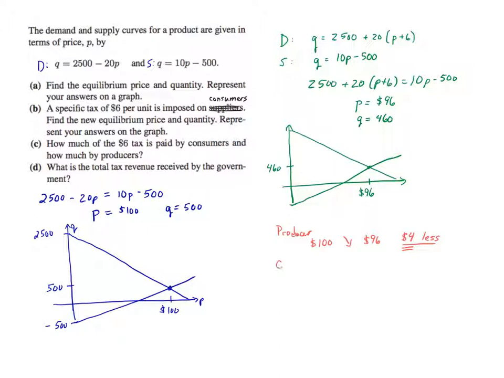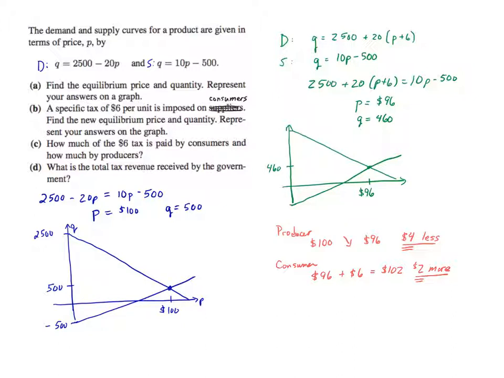And if we consider the consumer, well, they're paying $96. That's the price. But they're also paying a $6 tax, and this is a total of $102. This is $2 more than the $100 that they used to pay. So that is their share of the tax.